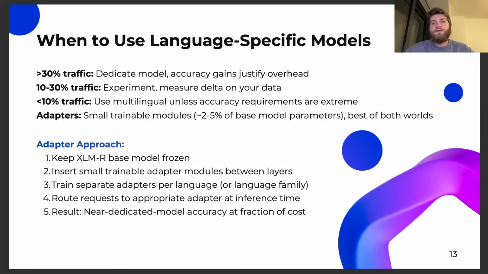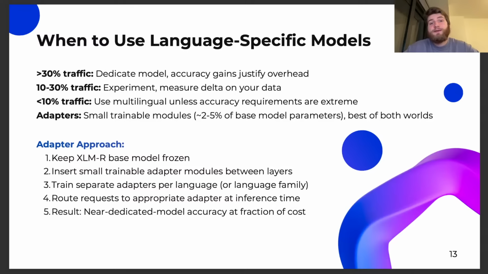And here's a decision framework. If a language represents more than 30% of your traffic, consider a dedicated language-specific model. The accuracy gains justify the operational overhead. If a language represents 10 to 30% of traffic, run an experiment. Measure the accuracy delta between your multilingual model and language-specific model on your actual data. If the gap is more than 3%, consider the dedicated model. If a language represents less than 10% of traffic, stick with the multilingual model unless accuracy requirements are unusually high for your specific task.